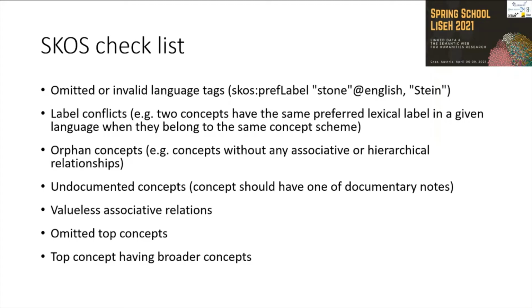The most common bad practices include omitted or invalid language tags, label conflicts, for example, when two concepts have the same preferred lexical label in a given language and at the same time they belong to the same vocabulary. It also includes the cases when concepts don't have any associative or hierarchical relationships within a concept scheme, or when concepts are not documented at all.